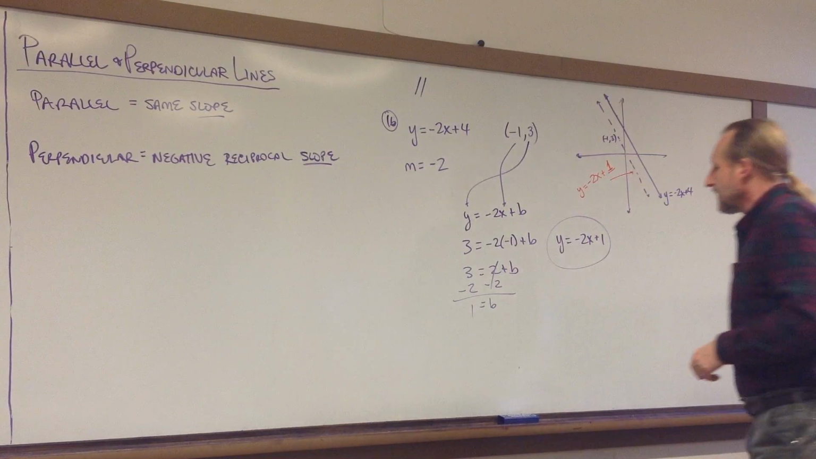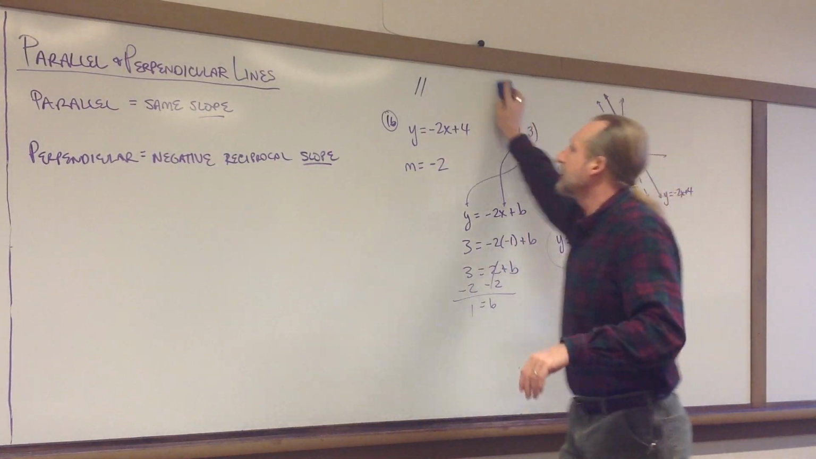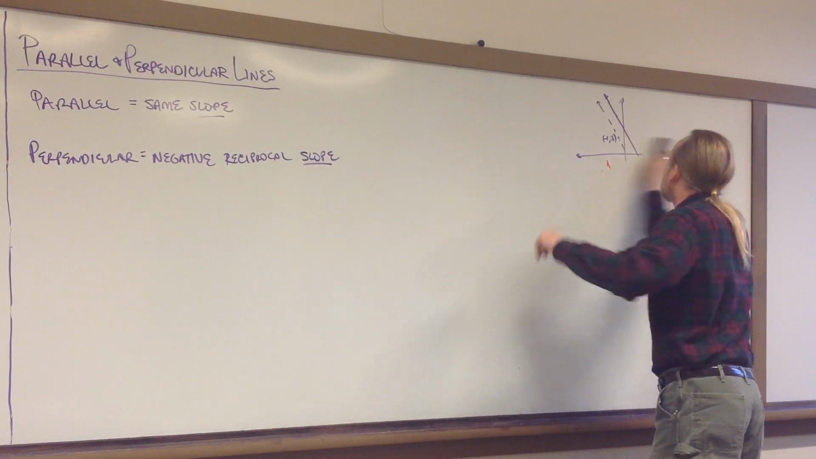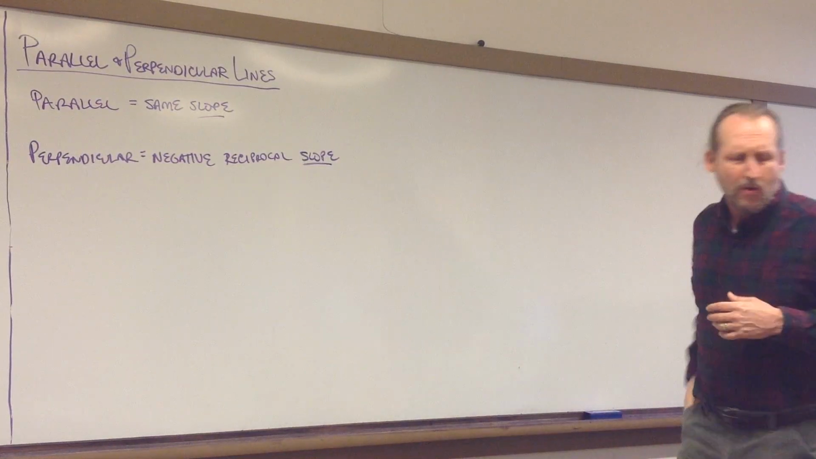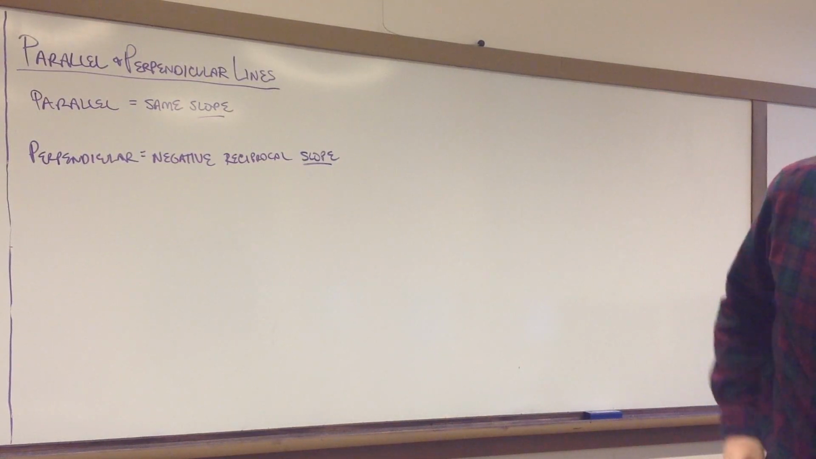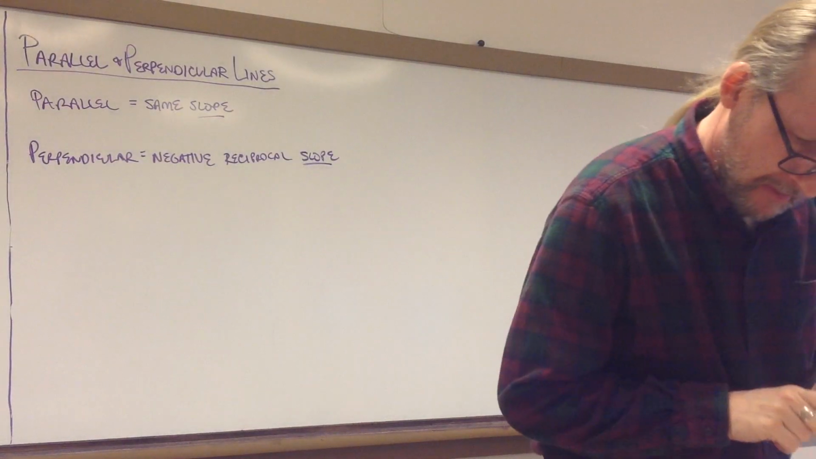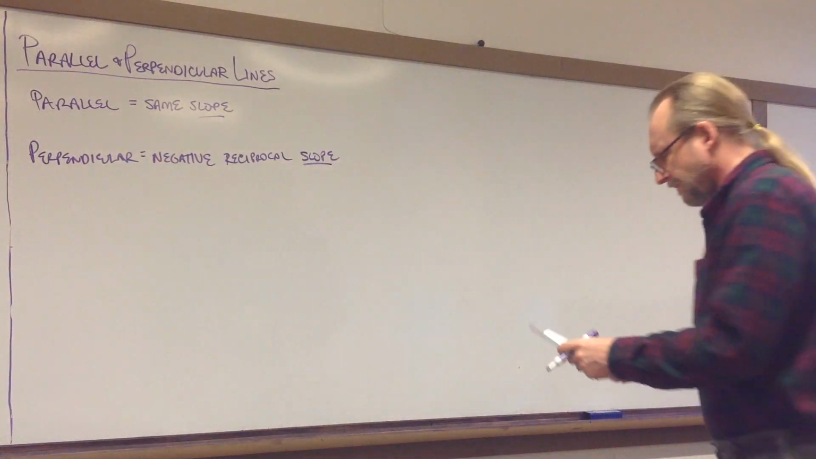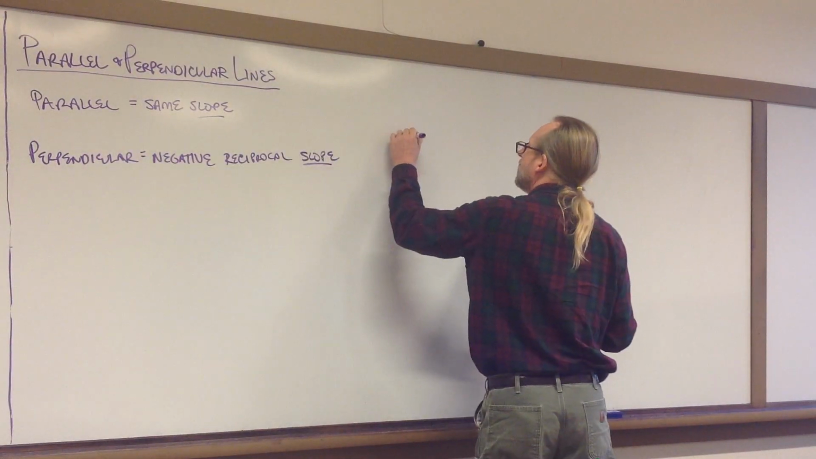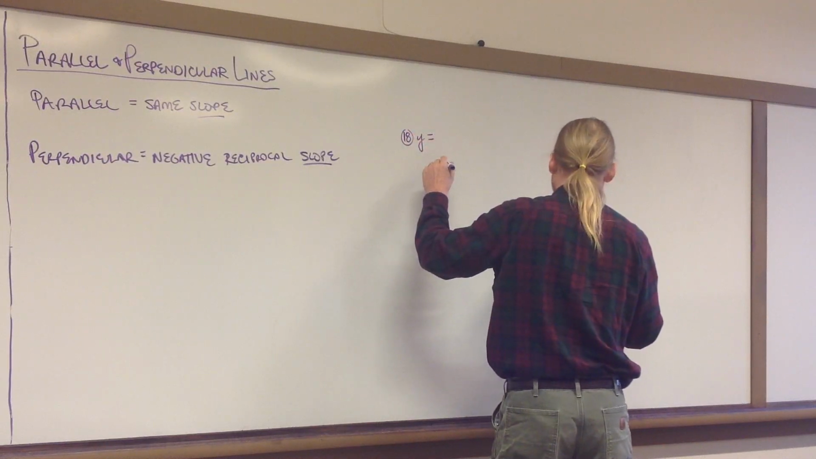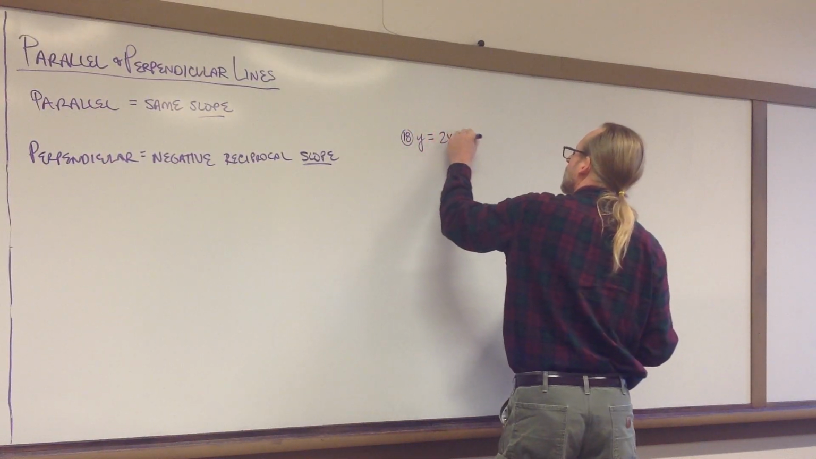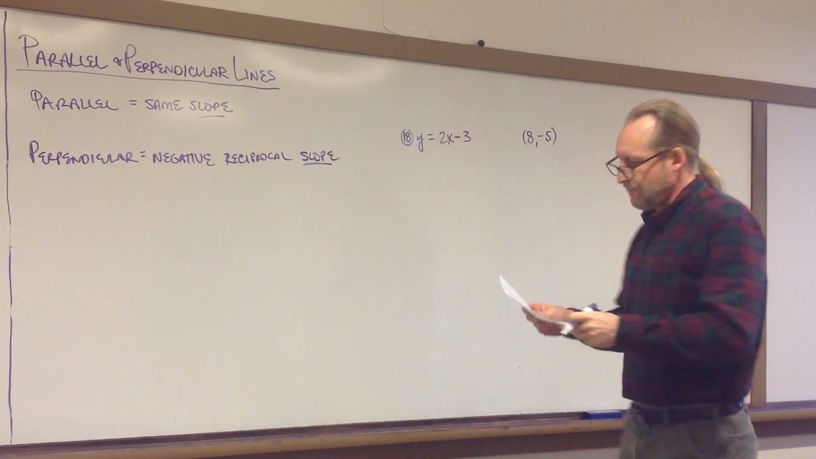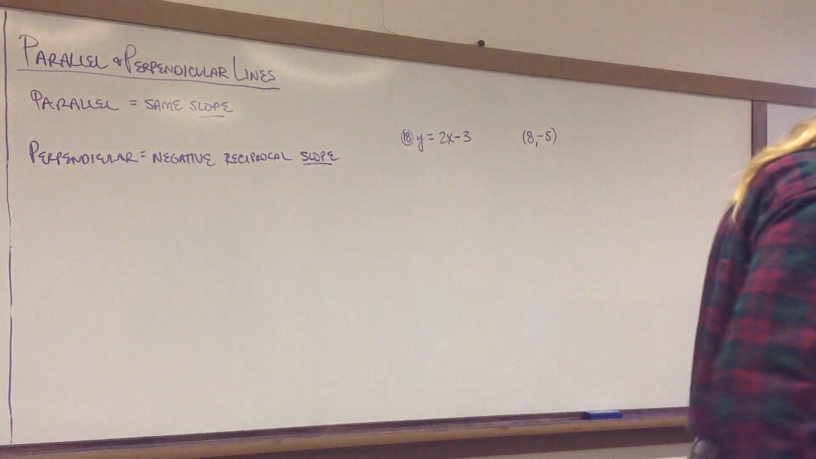Okay, let's take a look at a couple more. These are going to be perpendicular to a certain line and then passing through a given point. So, problem 18. The line we're interested in first is y equals 2x minus 3, and we want it passing through the point 8, negative 5. Well, again, I'll draw a picture for this.